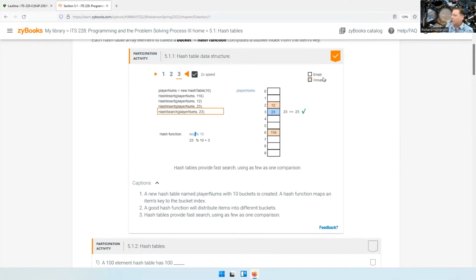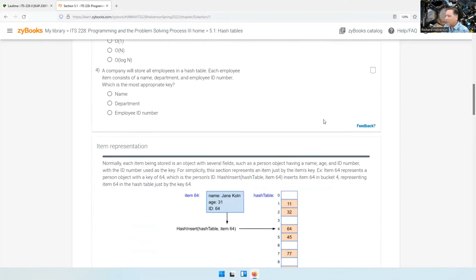Okay, so we searched our hash table for something, and it was not a binary search. It was not a linear search. It was just one calculation and there it is. So that's the potential of a hash table.